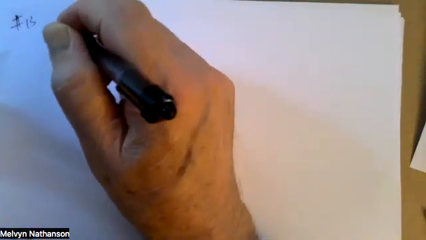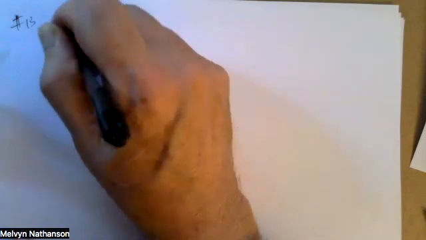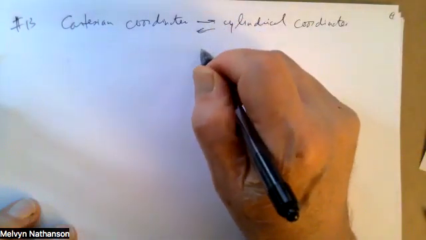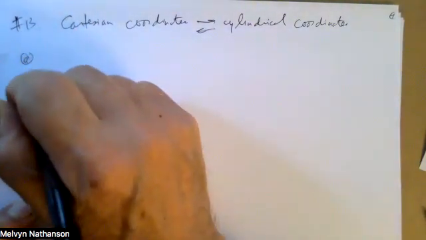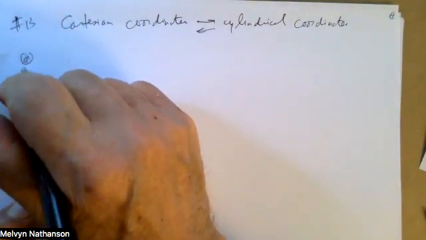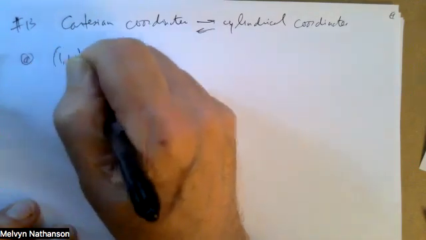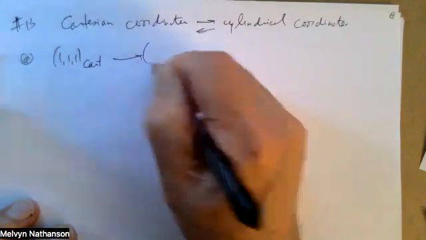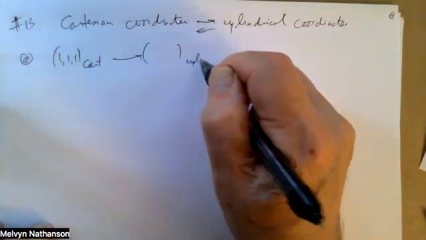So problem 13 is a problem where we go back and forth between Cartesian coordinates and cylindrical coordinates. So in 13a, we have the point 1, 1, 1 in rectangular or Cartesian coordinates. And I want to find the cylindrical coordinates for that point.